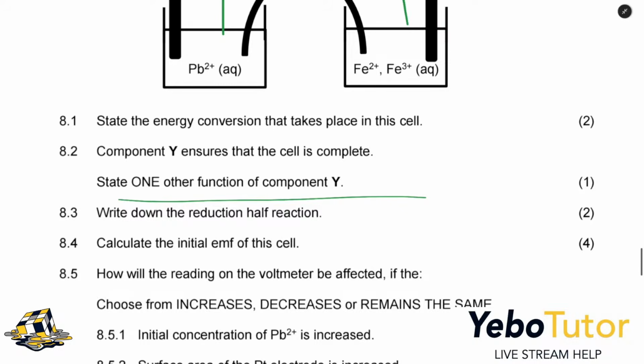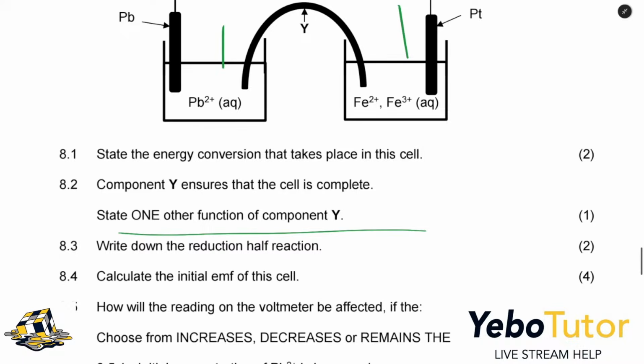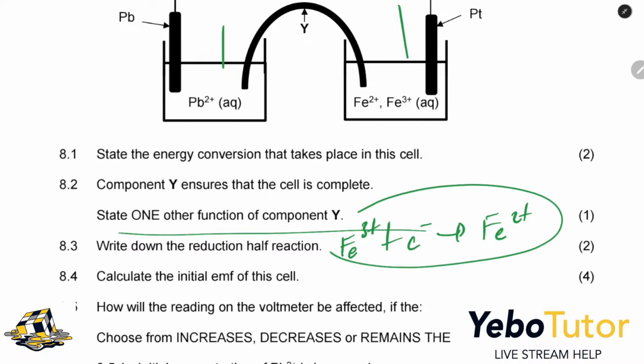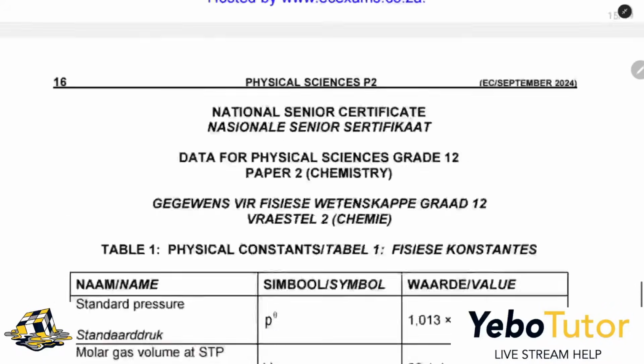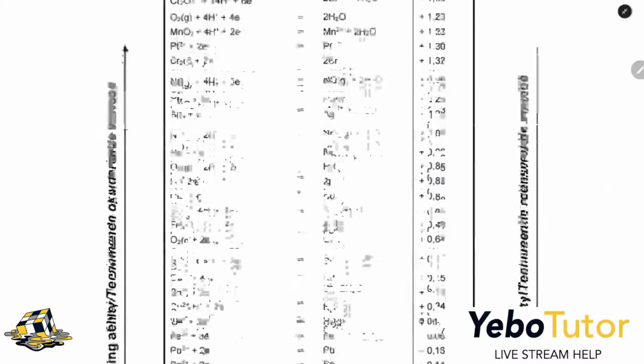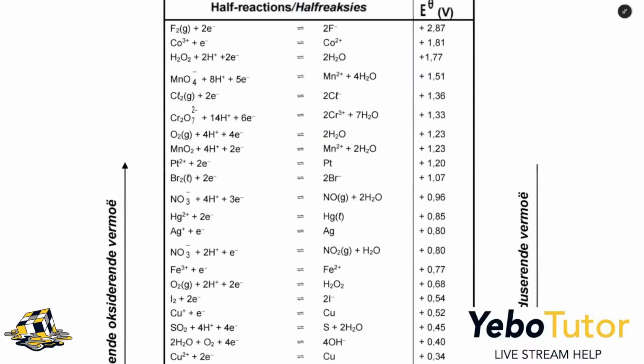Write down the half reaction, which means now you're using your book. As you can see, we have Fe2+ there and Fe3+. So that will be easy. Your half reaction is just going to be Fe3+ plus e- producing Fe2+. Okay, where is this coming from? This is coming from our table, which will be given in our exam. Here we go. This is where we get our half reactions.